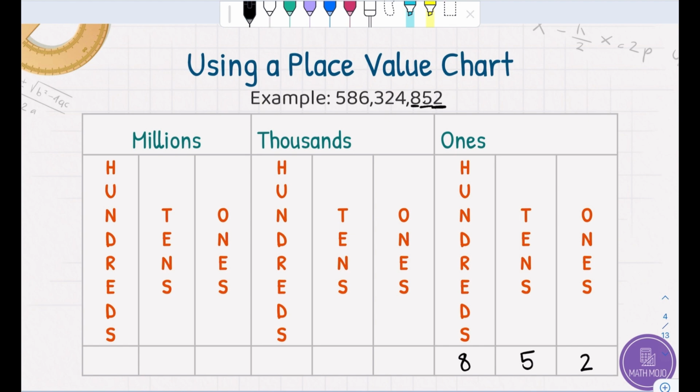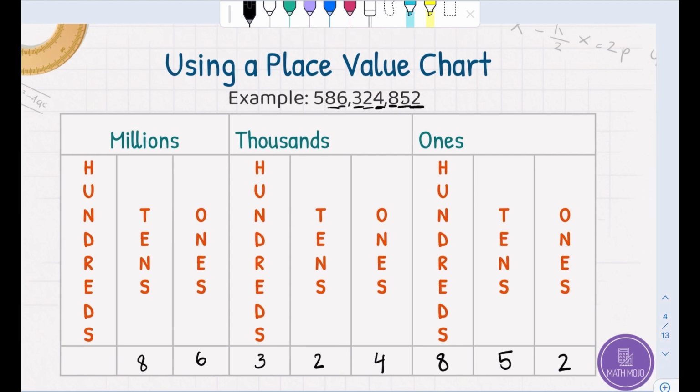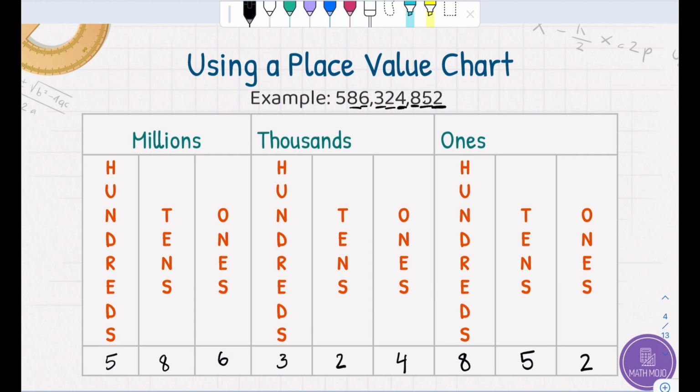Moving on to the next section, we start with the 4, which would go underneath our ones section, underneath the thousands section. And then we would move on to the 2, which would go over here. Moving on to our 3, which would go over here. And so on, and we would do this until we're done filling in our chart. Oh, I put in the wrong number over there. So this is how you would use the place value chart.